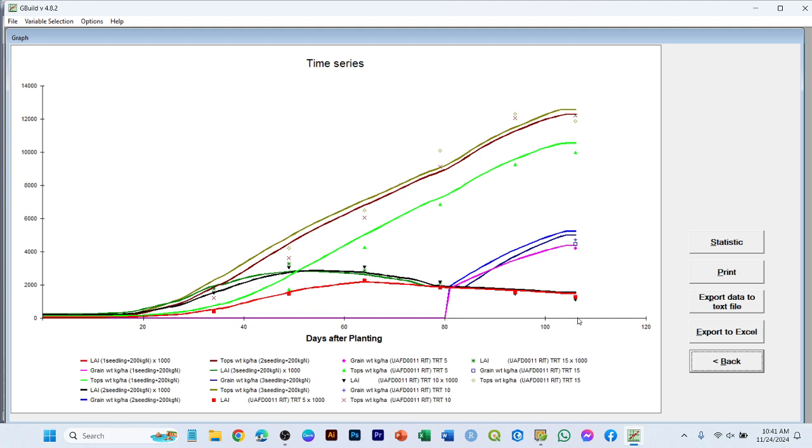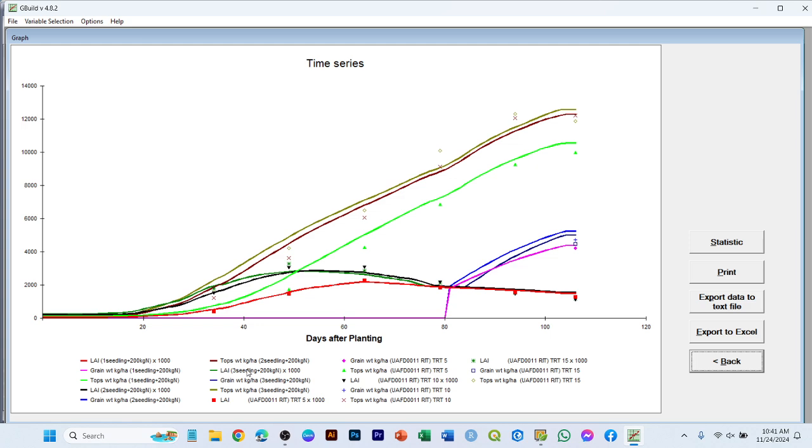If you go towards the next, it is the dry weight, or you can say tops, or total dry matter. That again is almost the same. This is maroon. Maroon. Exactly. Thank you. This maroon line shows basically the total dry matter.